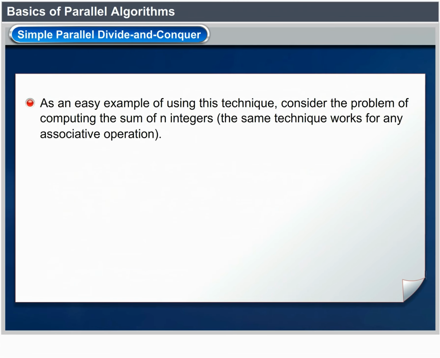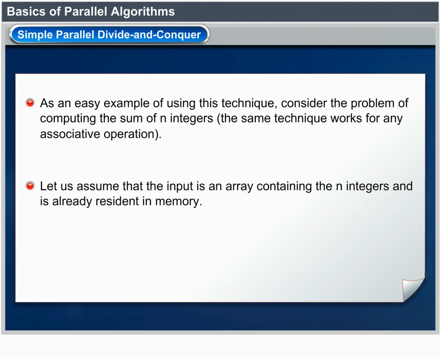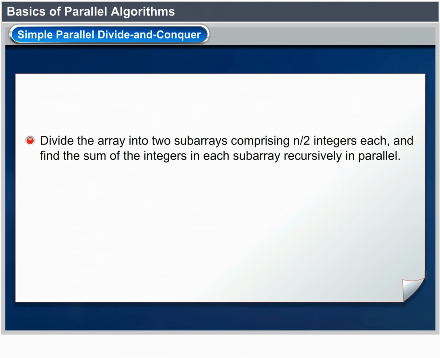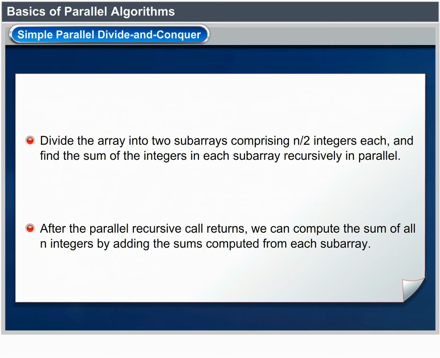As an easy example of using this technique, consider the problem of computing the sum of n integers. The same technique works for any associative operation. Let us assume that the input is an array containing the n integers and is already resident in memory. For simplicity, let us also assume that n is a power of 2. Divide the array into two subarrays comprising n by 2 integers each and find the sum of the integers in each subarray recursively in parallel. After the parallel recursive call returns, we can compute the sum of all n integers by adding the sums computed from each subarray.